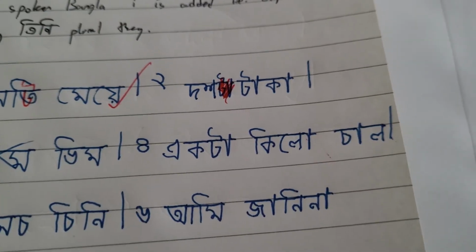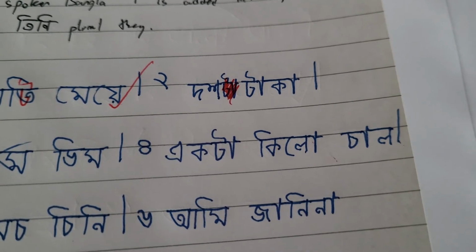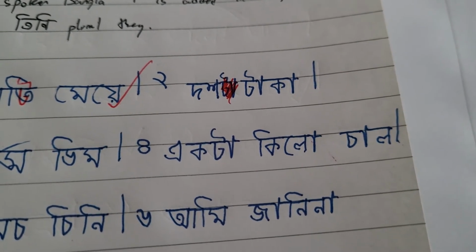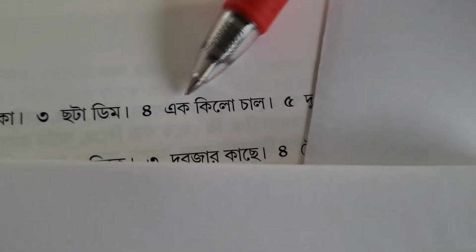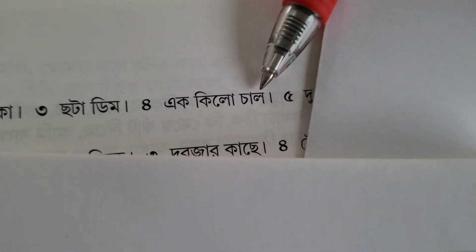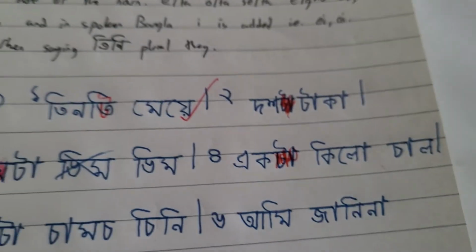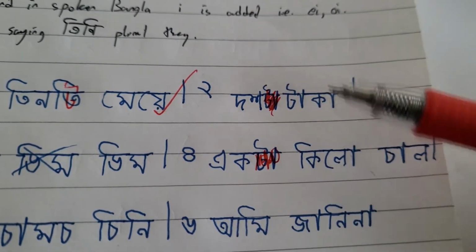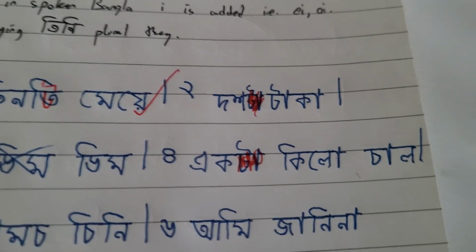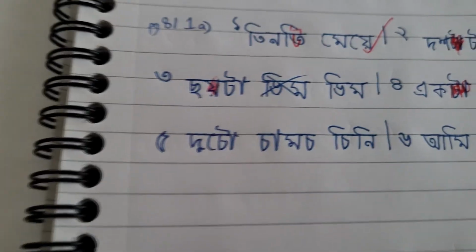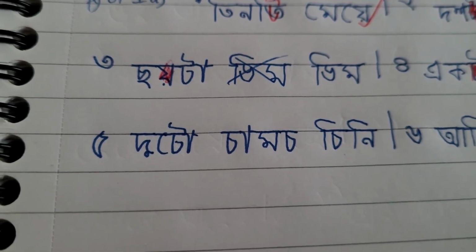Next up, ami likechi ekta kilo chal. And the answer is, okay, so again, ek kilo chal. So they've left out the article, so you don't need that. So that'll be for the same reason that it was dosh taka, and so it's just like 10 rather than 10 with the article. Next up, I wrote duto chamoch chini.